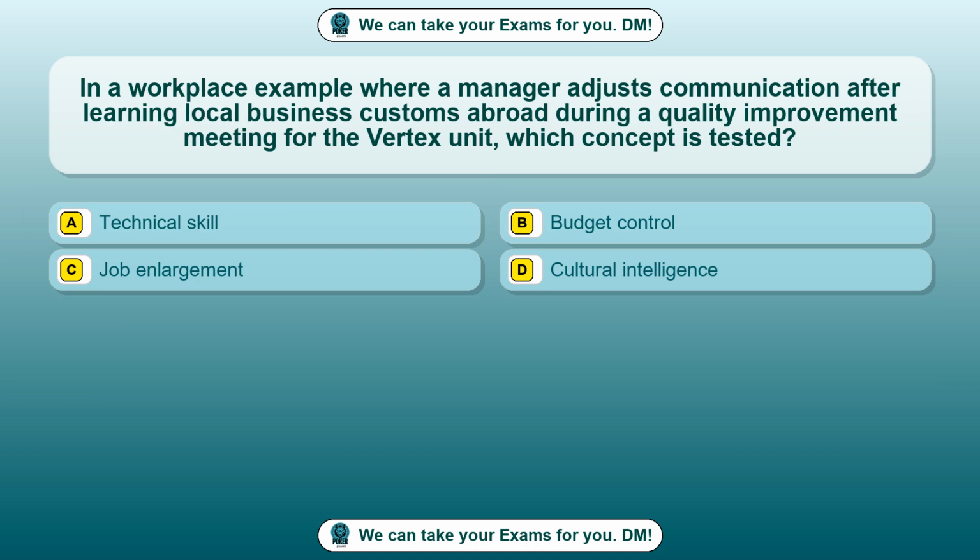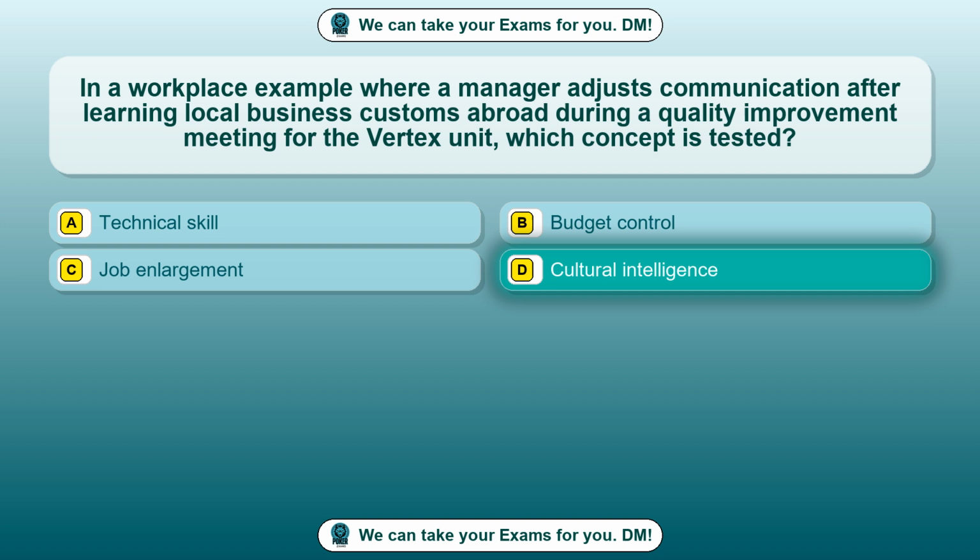Question 83. In a workplace example where a manager adjusts communication after learning local business customs abroad during a quality improvement meeting for the Vertex unit, which concept is tested? Option A, technical skill. Option B, budget control. Option C, job enlargement. Option D, cultural intelligence. The correct answer is option D, cultural intelligence.